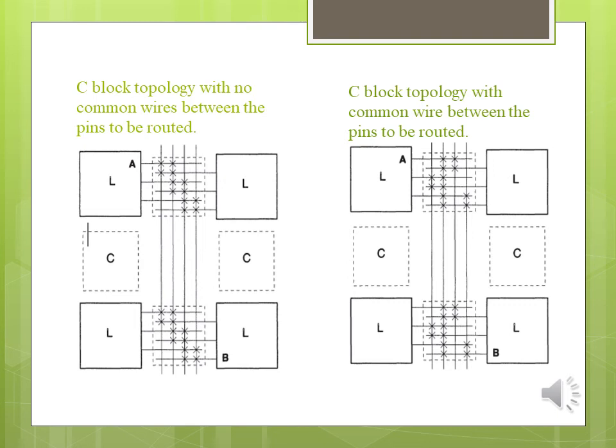Consider the C block topology with common wires between the pins to be routed. There is a common wire that can be reached by both pin A and pin B. So, using this topology, the pins can be successfully routed.